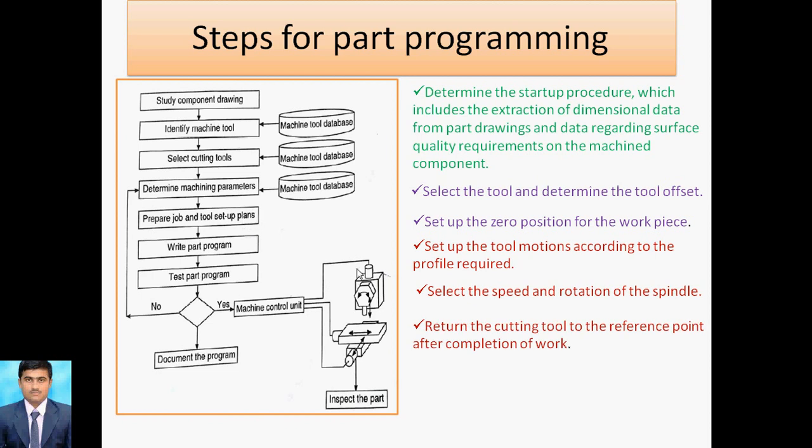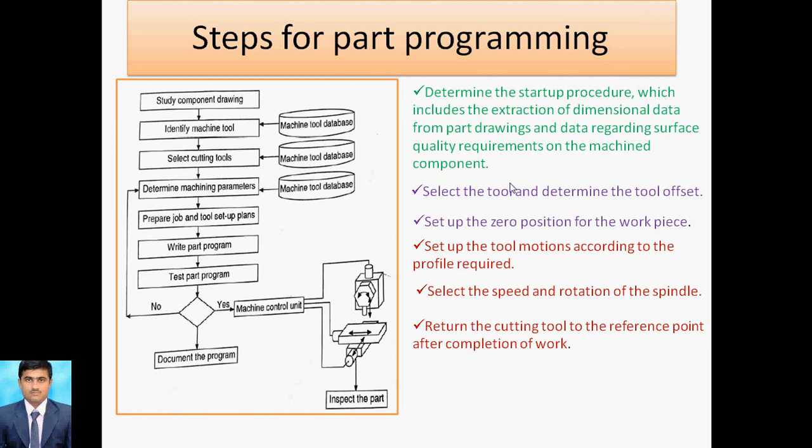Tool setup means we have to define the WCS, that is work coordinate system, and according to that we have to select the machine. Here we first select the cutting tool geometries, and after that we can go for writing the part program. After writing the part program, we move to testing the part program. Before that, when we are returning the cutting tool, we give the reference point. That distance we have to move in rapid traverse, and after that we can test the part.